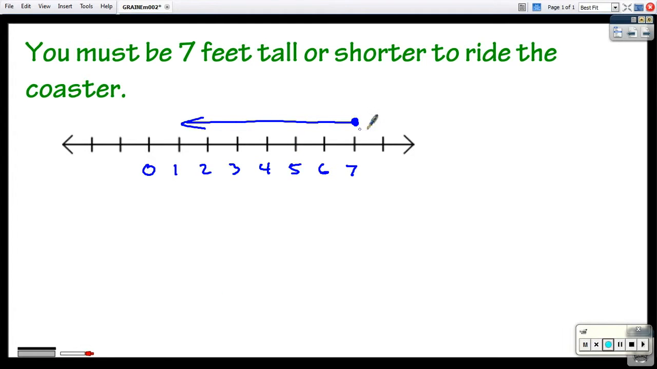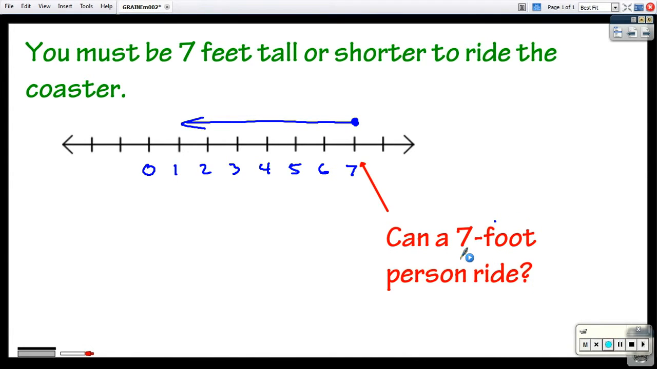So again, notice how I did the dot though. The dot is a closed dot, or a solid dot, because what we're concerned about is this misunderstanding here: can that 7-foot person ride? In this case, yes. Now, let's say you had to be shorter than 7 feet. Well, then this wouldn't apply, and you'd have to use an open dot. So that dot is really important. It's all about whether we're including our starting point as a part of our solutions or not. Now, in this case, we're including the 7-foot person, so it's a closed dot.